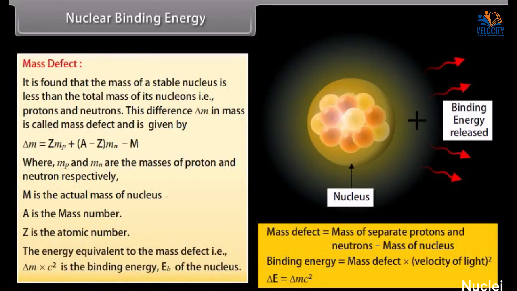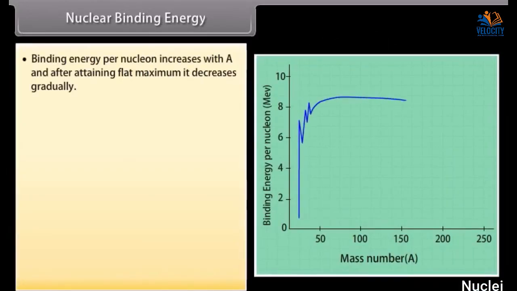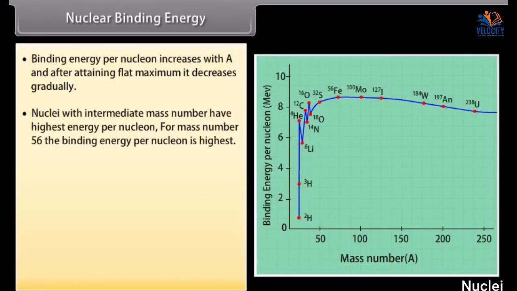The energy equivalent to the mass defect, that is Δm·c², is the binding energy, EB, of the nucleus. From the graph, we note that binding energy per nucleon increases with A, and after attaining a flat maximum, it decreases gradually. Nuclei with intermediate mass number have the highest energy per nucleon. For mass number 56, the binding energy per nucleon is highest.